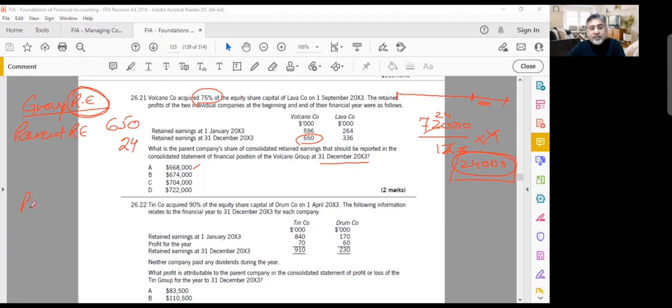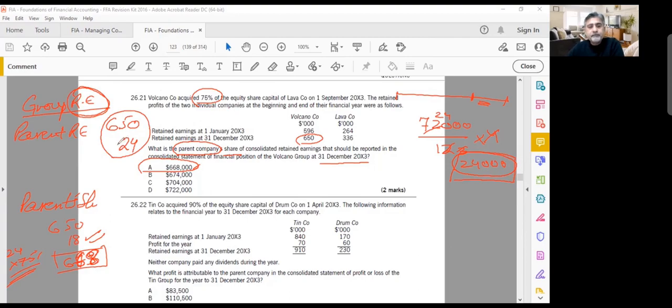But the question says, how much is the parent's share? That is what they're asking, the parent company's share, and that should be 650 plus 24 times 75%, because the parent is 75%. You take 18, so 668. I'm sorry, 668 should be the answer. Because for the parent, I would take 75% share, 18 I'm adding. If it had been the group, I would have taken the full 24. But for parent, I will take 75%.